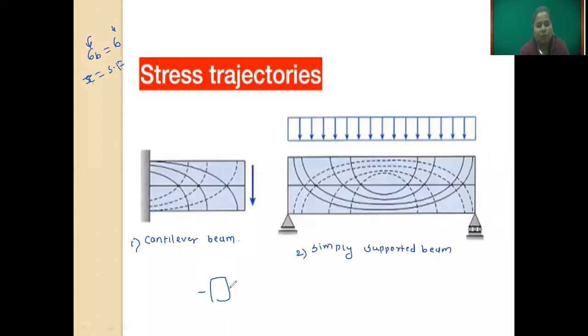Already we have discussed, suppose this is a cross section of a beam and this is a stress distribution diagram. This diagram is for bending stress and this diagram is for shear stress. So you observe here in bending stress, the maximum stress is at the extreme fiber and 0 at the neutral axis. Whereas in the shear stress distribution diagram, the maximum stress is at the neutral axis and 0 at the extreme fiber.